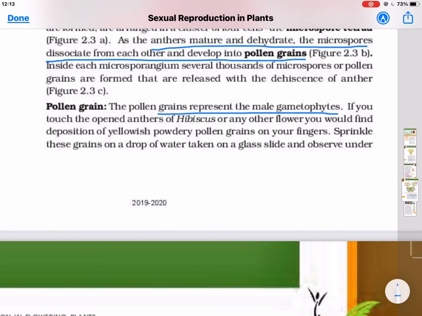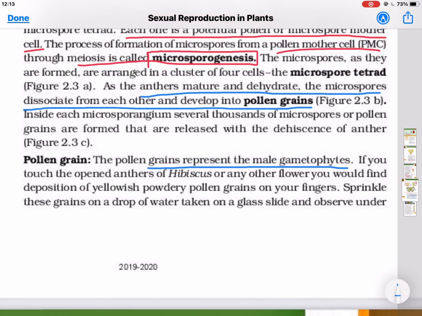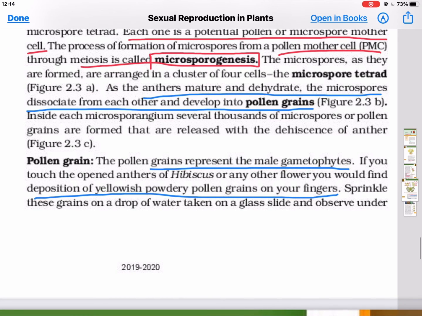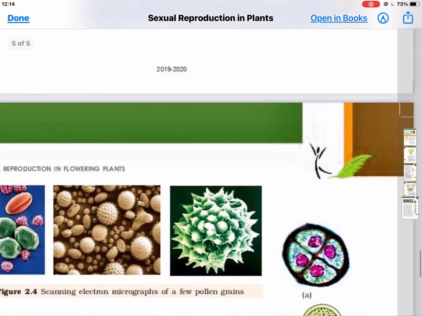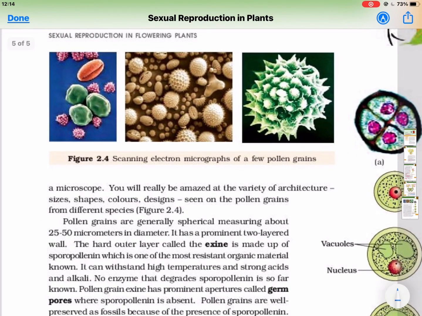If you touch the opened anther of hibiscus or any other flower, you would find deposition of yellowish powdery pollen grain on your fingers. Sprinkle these grains on a drop of water taken on a glass slide and observe under a microscope. You will really be amazed by the variety of architecture, size, shapes, color, designs seen on the pollen grains from different species. We will continue with this.